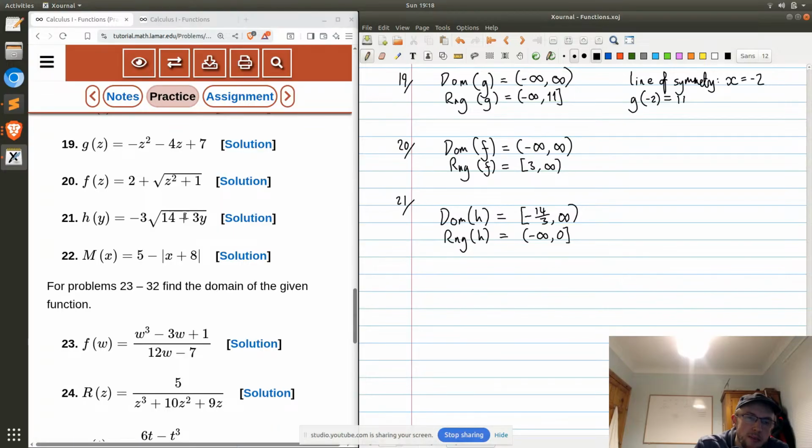There's no way to get a positive quantity out of this. Okay, and now we'll consider problem 22. So we have m of x, which is 5 minus the absolute value of x plus 8. So what is the domain of this? Well, that would be the entire real number line.